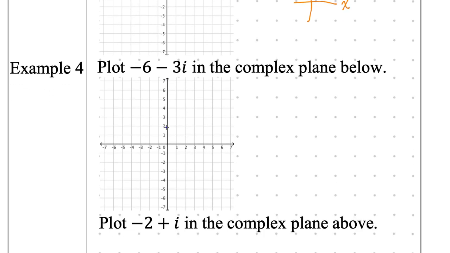Example 4. Plot this -6 minus 3i on the complex plane below. Go, try it. Well, -6 on the real, and then -3 in the imaginary. Is it supposed to be just one thing? So, 1 point. Where is that point? If you graphed this point, you are correct.